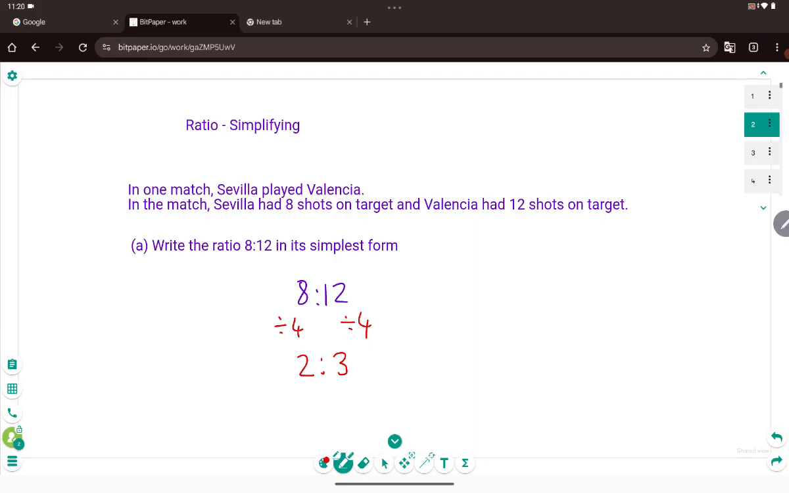There's a slightly different way of working this out. You might have decided to divide by 2 because 2 is a common factor. If you did use 2, 8 divided by 2 is 4, 12 divided by 2 is 6. You would have noticed it's not fully simplified. We can continue to simplify by dividing both by 2. So if you use the highest common factor, you will only have to do it once. If you don't, you might have to continue.